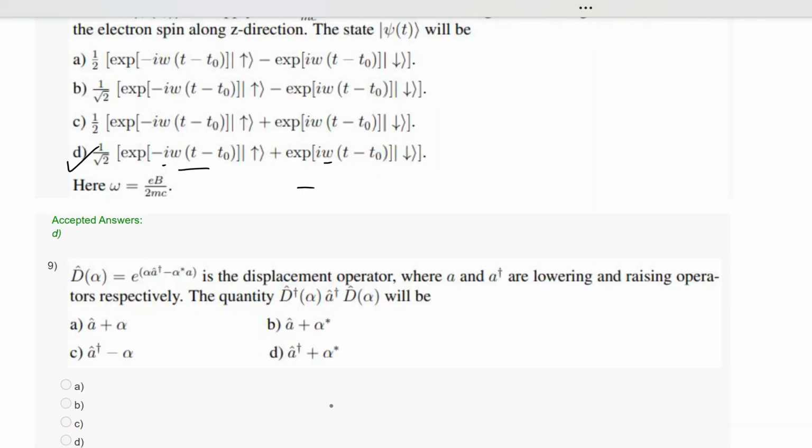Now question number 9: D alpha is equal to e to the power of alpha a dagger minus alpha star a, is the displacement operator, where a and a dagger are the lowering and the raising operator. Then the quantity D dagger alpha a dagger D alpha will be what? So this is something that is related to the displacement operator, and for the displacement operator, when you see such kind of a thing, you directly use the theorem or the result of Hausdorff.